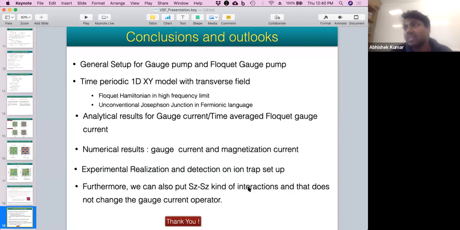Yeah, as long as, because there are two things: one is the gauge current operator, the other is the ground state. If we know that the ground state is similar to, or connected to, that of the XY model, then yes, it can detect it. But it depends on the ground state also. Right.